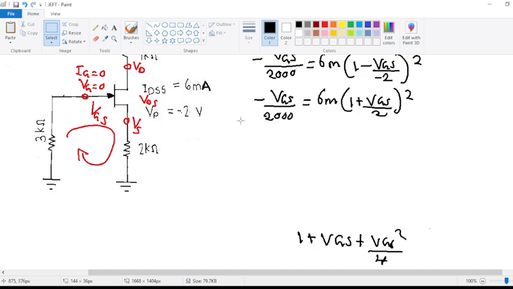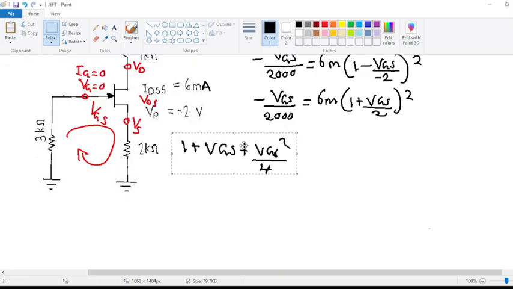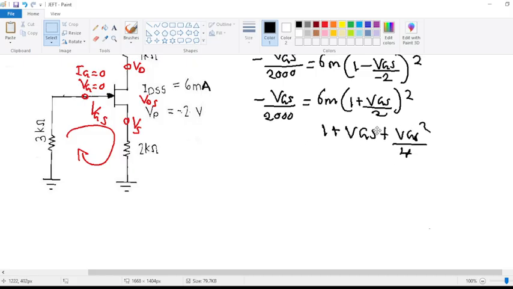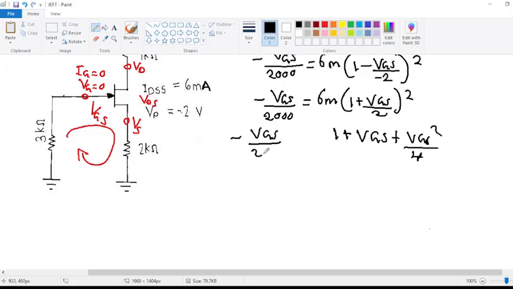Okay, and we get this as our solution from the expansion. So this becomes our solution from the expansion, what we've expanded there. Okay, so remember that the first thing here we have is negative VGS over 2000, which is equal to 6 milli. Then this one is in brackets. What is in the brackets, we have expanded, so we have this. Okay, so now from there, what do we do?